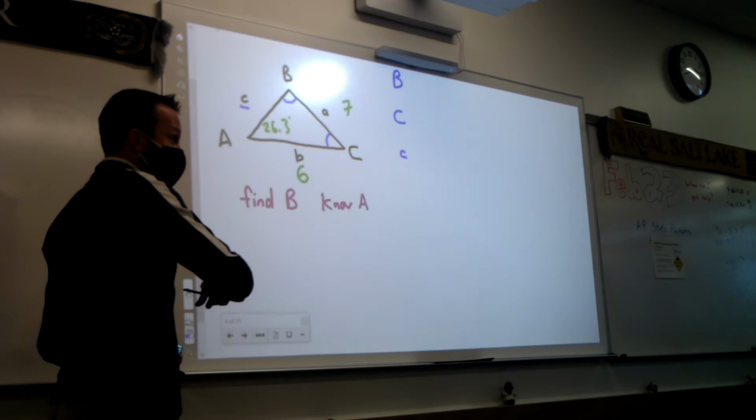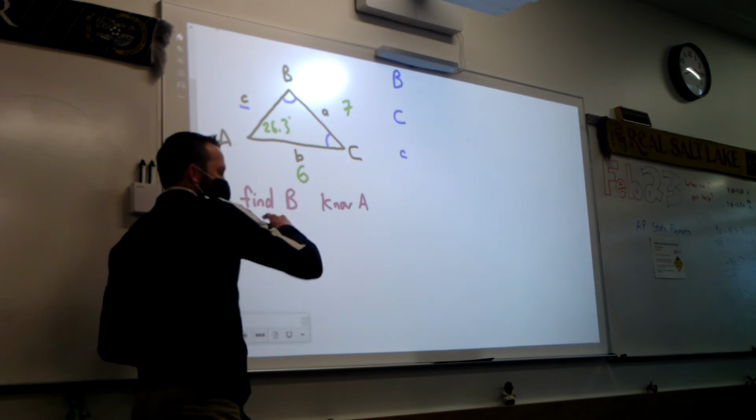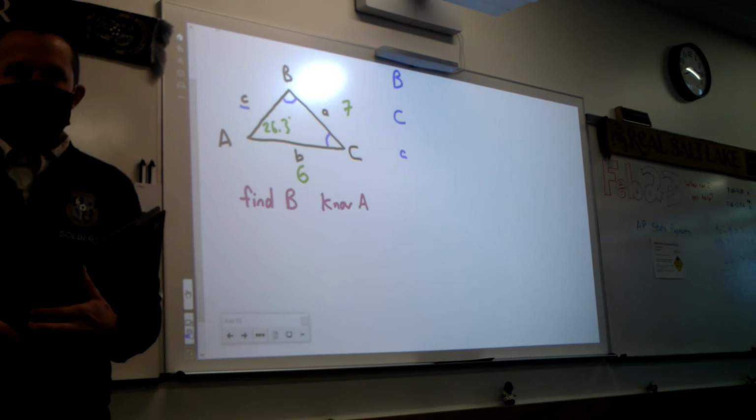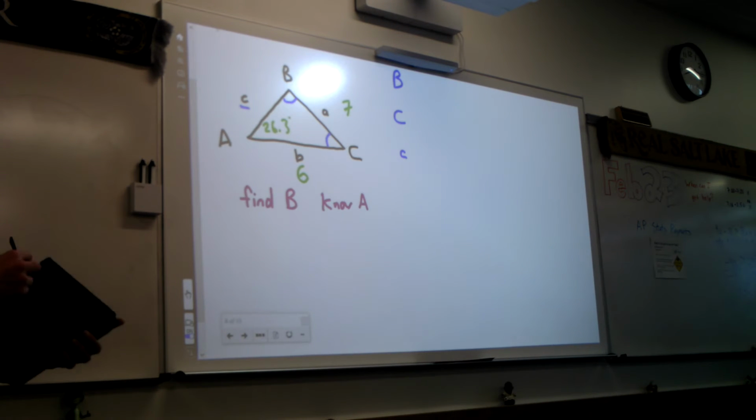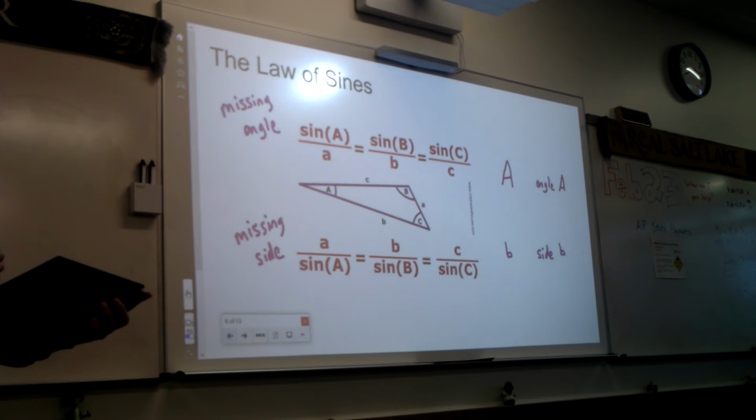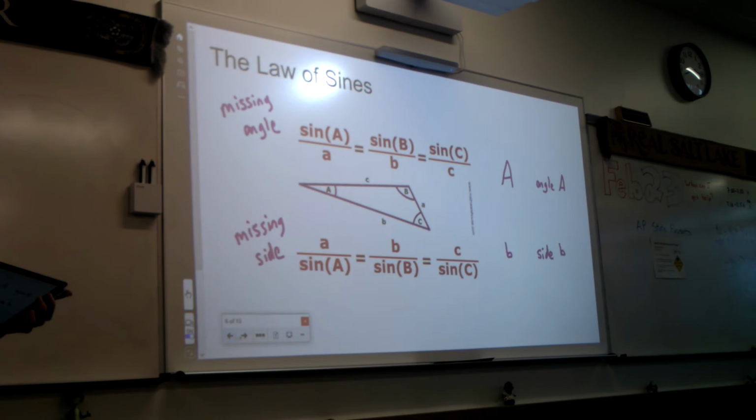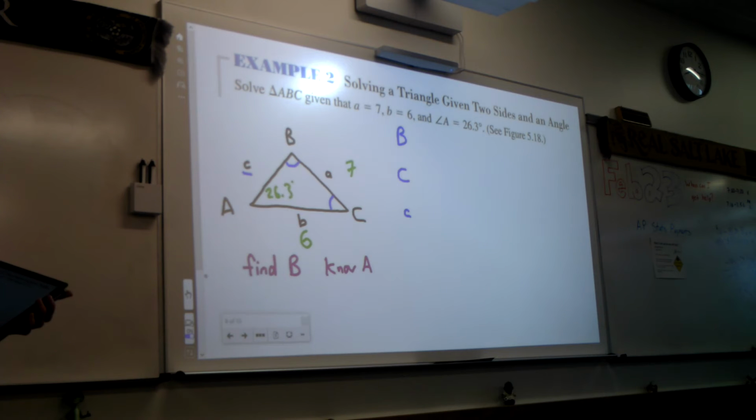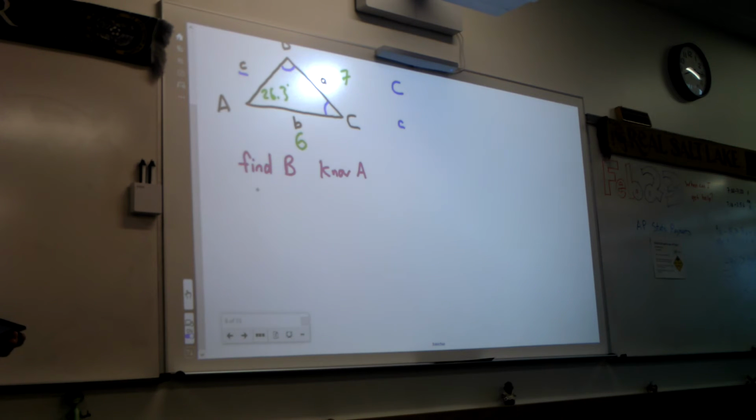Now, last time we solved for a missing side, now we're solving for a missing angle. Is that going to change the way that we do things? Yes, which version of the formula are we going to use here? Sines on top, the angles on top. And you'll see why in just a second. That's going to make our life a little easier. So, in general, it's going to look like this. We're going to do the sine of B over B is equal to the sine of A over A.